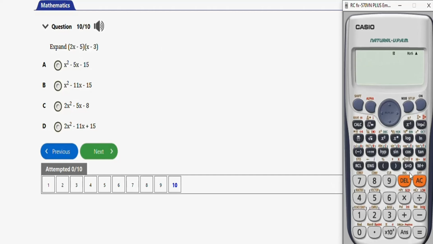Let's begin with option A. So we have x squared minus 5x minus 15. No? So let's take option B. So this will be 11. No? Let's take option C. So we have 8 here.